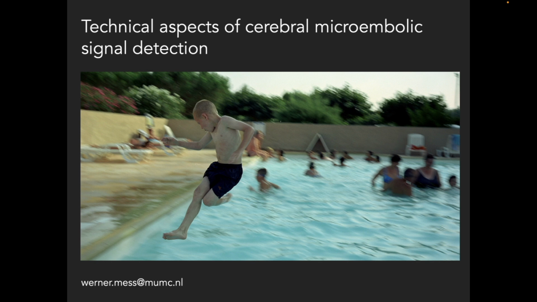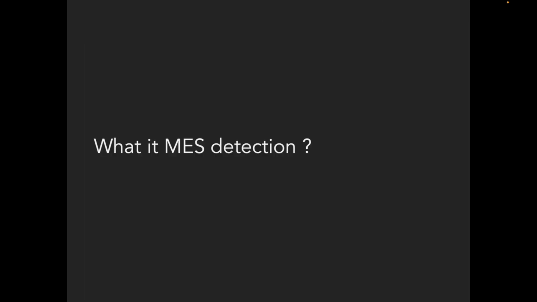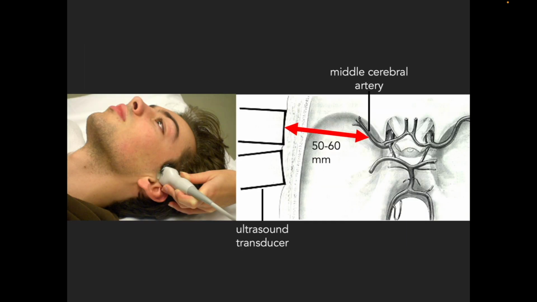Hello, this tutorial is on some basic technical and also pathophysiological aspects of cerebral microembolic signal detection. What is microembolic signal detection anyway? If we place an ultrasound transducer over the temporal bone, we can collect information on the blood flow velocity of the middle cerebral artery at a depth of 5 to 6 centimeters in the vast majority of human beings.